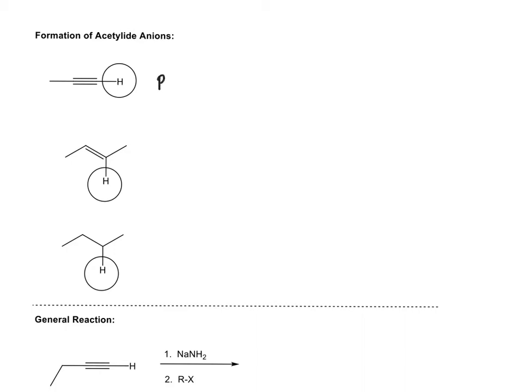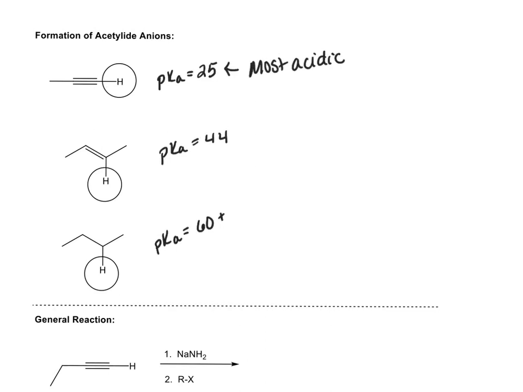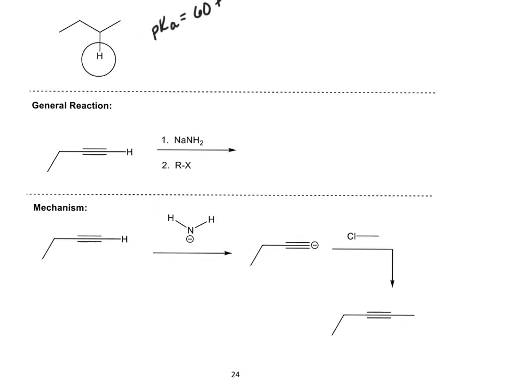So in alkynes, the pKa is the most acidic of these three compounds. It's around 25. An alkene has a pKa of around 44, and an alkane has a pKa of around 60 plus. So our alkyne is the most acidic by far. So it's so acidic that some organic bases are able to remove that hydrogen and basically make a nucleophile. So that is what we are going to exploit in this reaction.